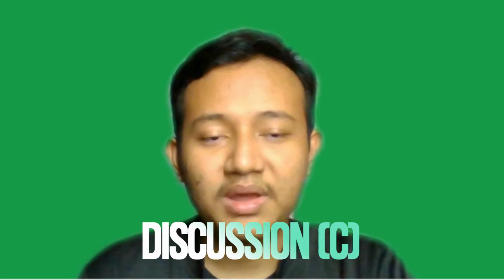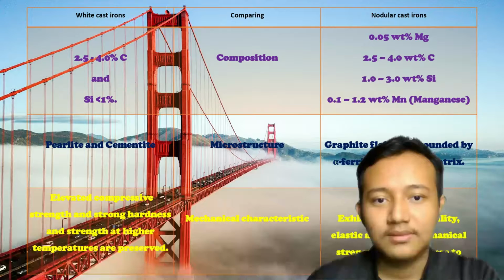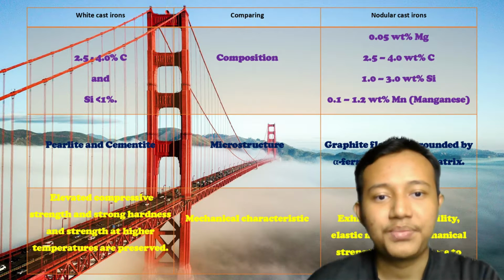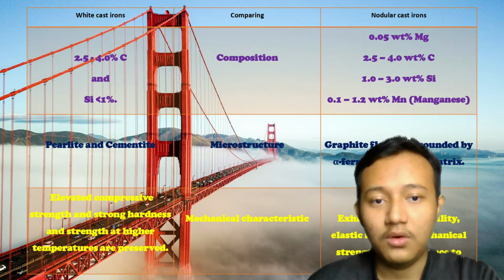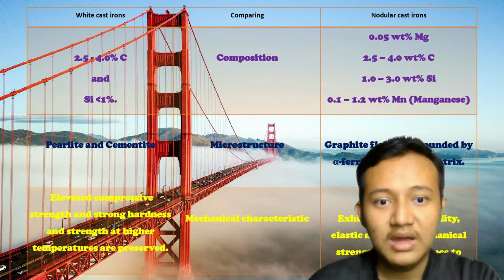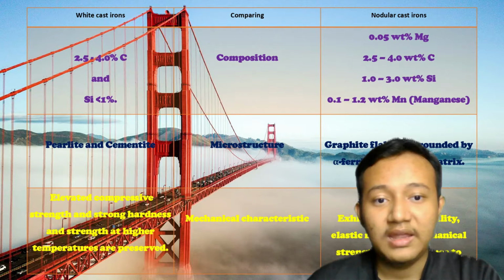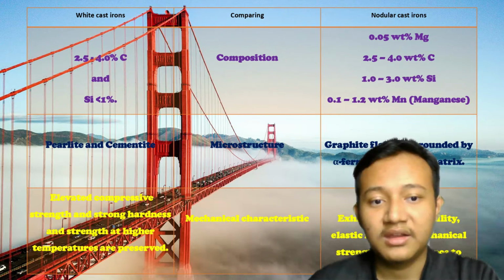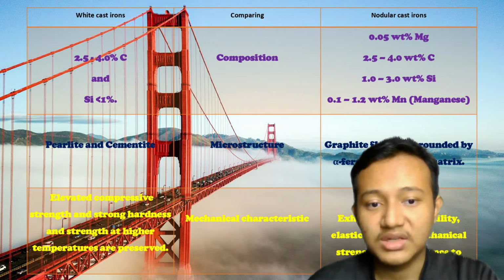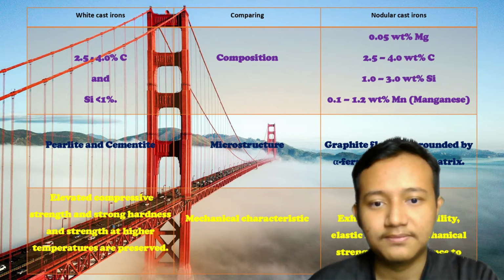C. Compare white and nodular cast iron with respect to A, composition, B, microstructure, and C, mechanical characteristics. We start with white cast iron. Composition: 2.5 to 4% of carbon and silicon below 1%. Microstructure: pearlite and cementite. Mechanical characteristics: excellent compressive strength, and strong hardness and strength at higher temperature are perceived.